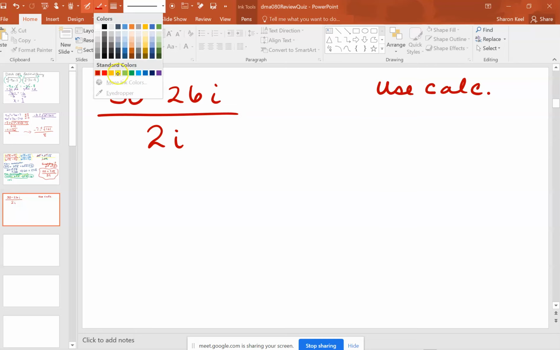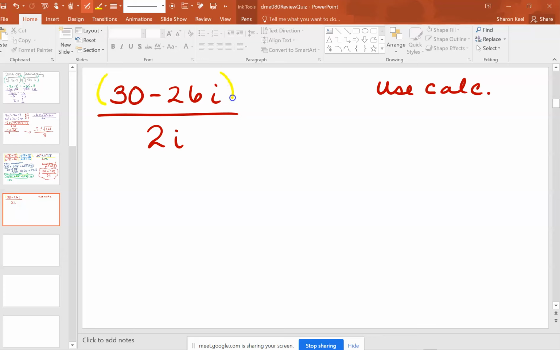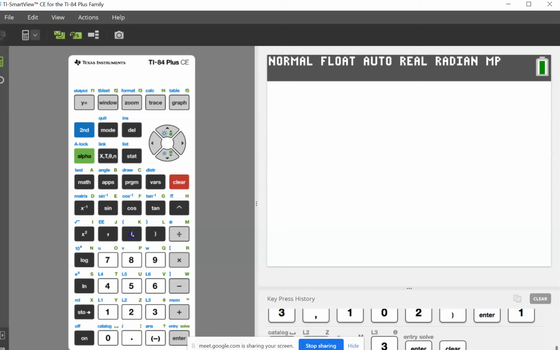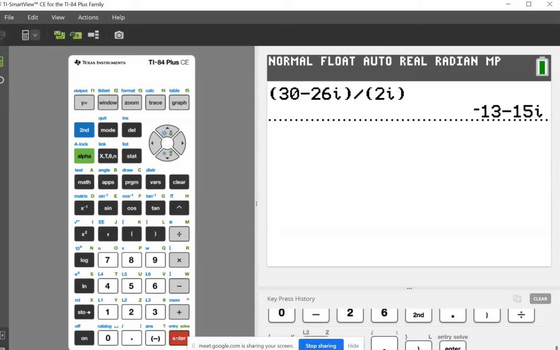The one thing you need to remember to do is to put a parenthesis around the numerator and a parenthesis around the denominator. If you forget the parenthesis around both top and bottom, order of operations is going to be inaccurate. Okay, so let's do our parenthesis, 30 minus 26. Now to get the i, we do second, come down to the decimal key, there's your i. Close your parenthesis, parenthesis 2i, and our answer is negative 13 minus 15i.